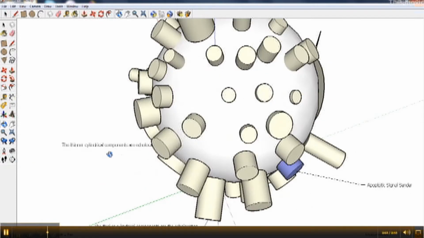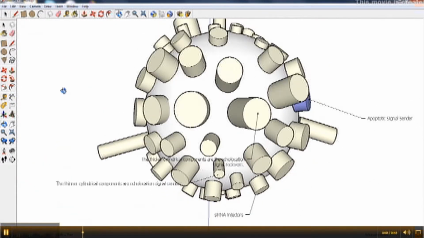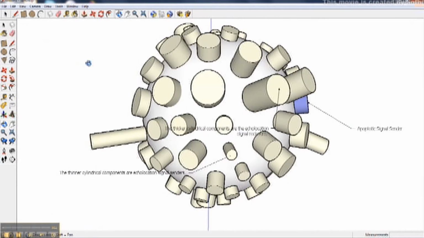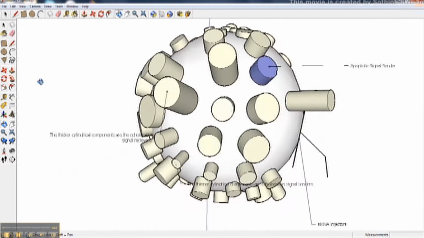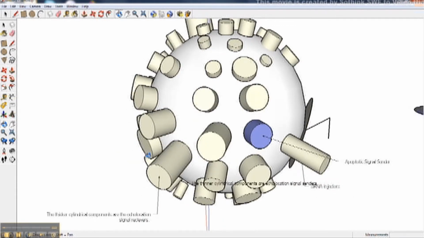This is a model of our nanobot. The thin cylindrical components are emitting echolocation signals, while the thicker are the recipients. A special blue cylindrical component signifies the apoptotic signal center. More importantly, the large blue circle with the line represents the injector.